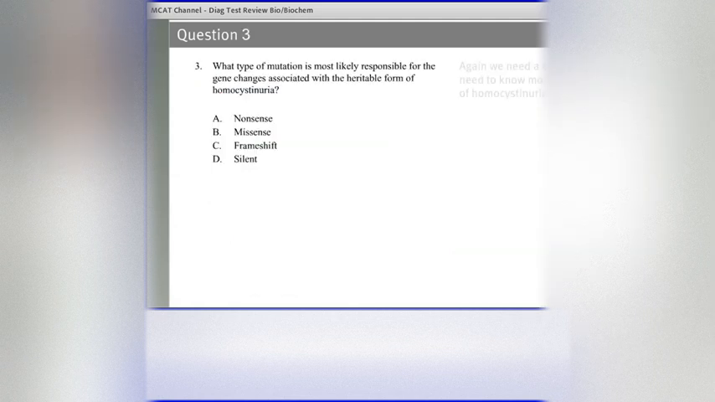Let's do it again. Question number 3. Now, we did predict that we would get some information about gene mutations. Remember? All right, well, here's that question. We knew it was going to come up.